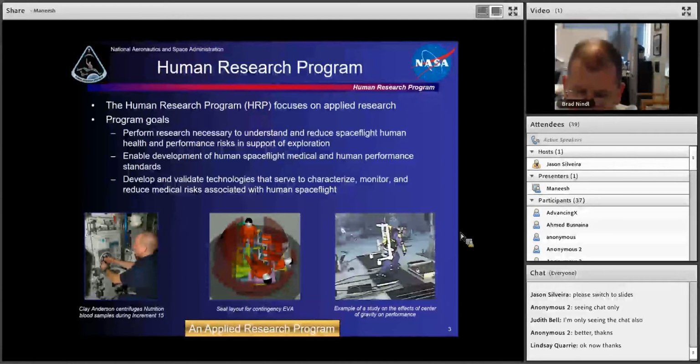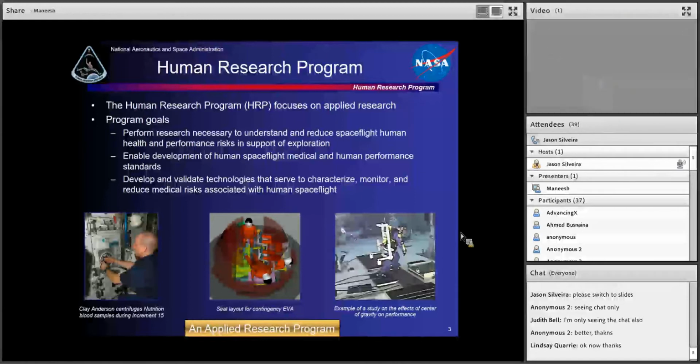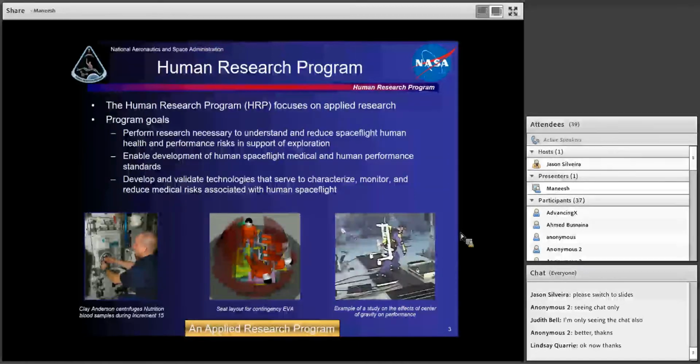We enable development of human spaceflight medical and human performance standards, and then we help develop and validate technologies that serve to characterize, monitor, and reduce medical risks associated with spaceflight. When we talk about standards, we can talk about things like the amount of exercise to be prescribed. We can talk about permissible exposure limits for radiation or other things. Those are the types of activities we're talking about.